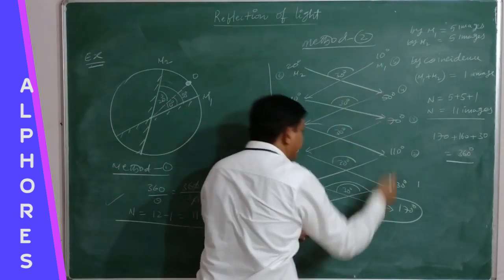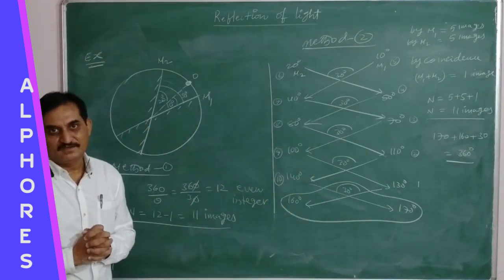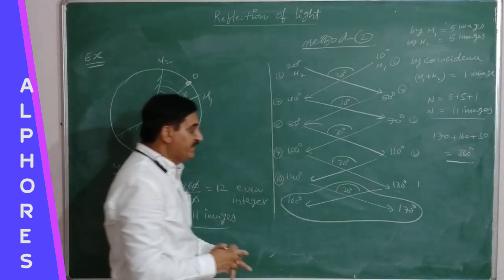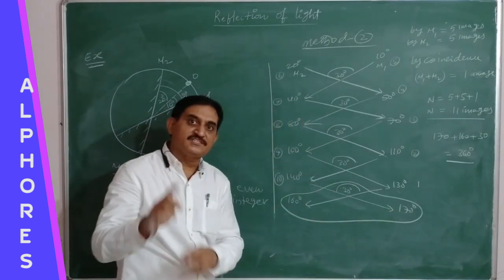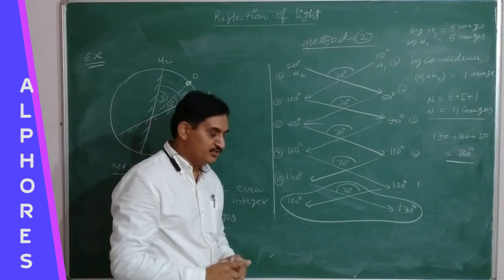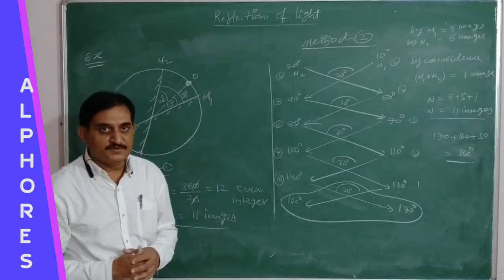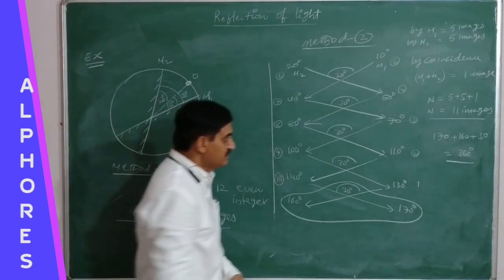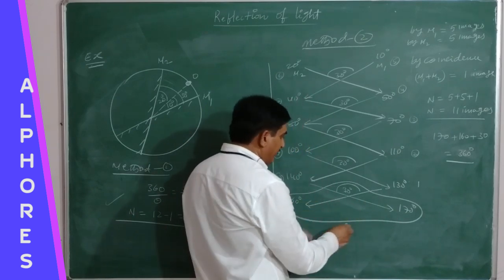images formed by M1 and M2, these two coincide with each other. Therefore, we are taking these two images as a single image instead of two different images. These two will coincide with each other, by which we are going to decide the number of images formed by these two plane mirrors. See here. So leave them. These two are counted as a single one finally.